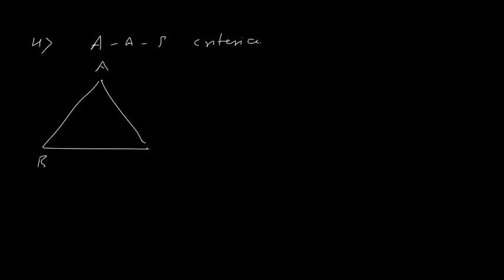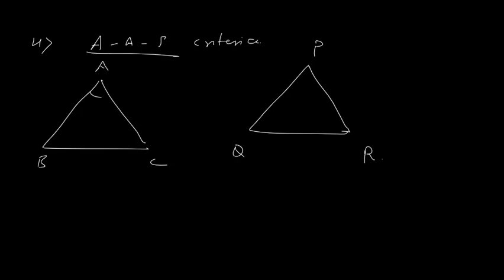Now the fourth one is the angle angle side criterion. So in this case, I have triangle ABC and triangle PQR. Suppose angle A is equal to angle P, angle B is equal to angle Q, and side BC is equal to side QR. So this is angle angle side. By this criterion, triangle ABC is congruent to triangle PQR.